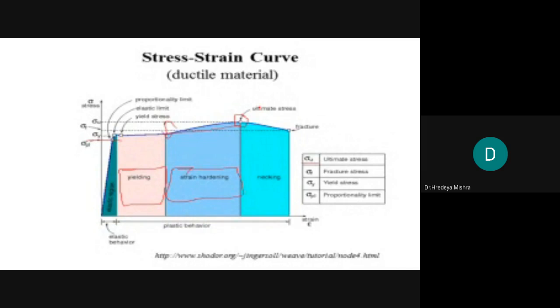This is the ultimate stress. This is the peak point, the maximum value of stress we get in the tensile test, and that is called the ultimate stress. Maybe your examination will ask: what is the ultimate stress, what is the yield stress, what is the fracture stress? Now see what happened after this point.